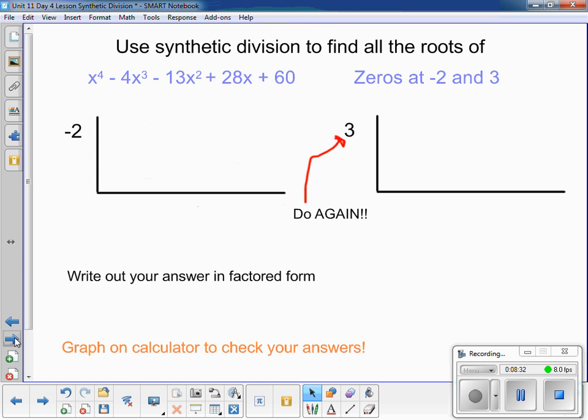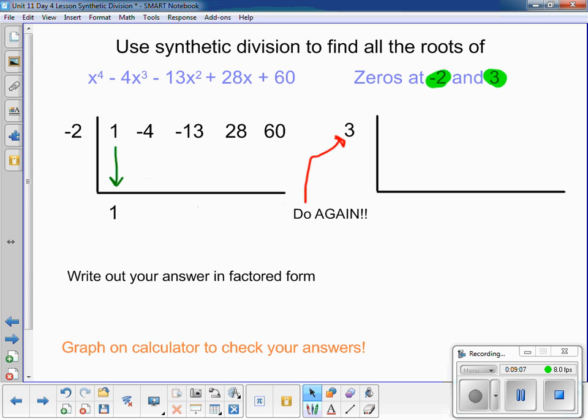So let's try this last one and show you when we have to do it twice. So if they tell you there's 2 zeros here, a negative 2 and a 3, you just do it once and then the other one. Okay, so I'm going to start with the negative 2 and write my coefficients out. 1 x to the 4th, negative 4 x to the 3rd, negative 13, 28, and 60. Always, always, always bring the first number down.